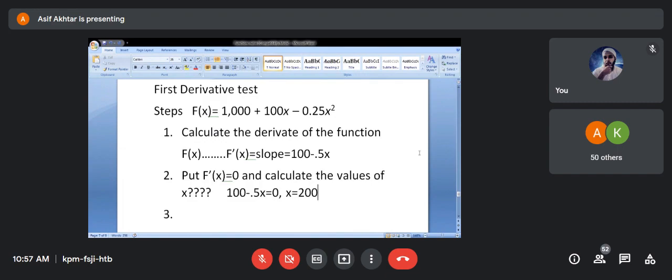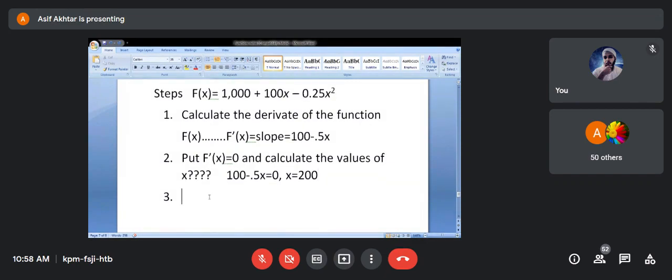Now that's very interesting. Step number 1 is take the derivative, which is 100 minus 0.5x. Step number 2, put it equal to 0 and that gives you x is equal to 200. I hope you understand why we put it equal to 0? Because the slope of the tangent at the point of maximum or the point of minimum is always equal to 0. So I put it here equal to 0.